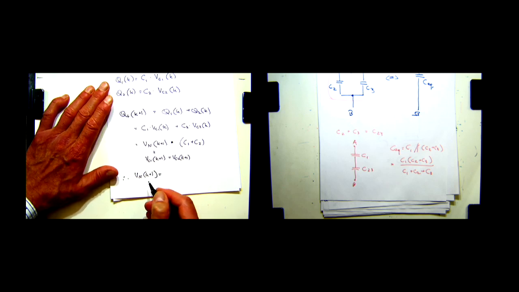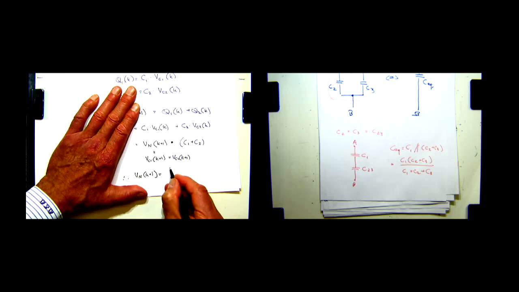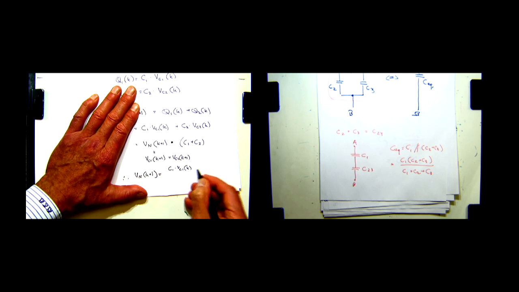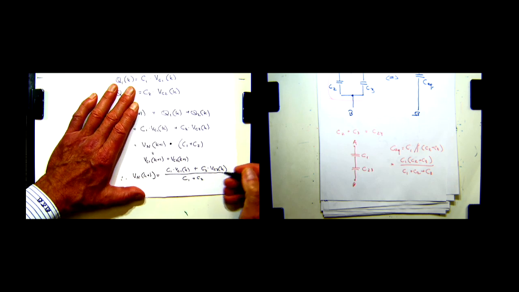Okay, so now what do we want to know? Well, we can solve this for Vn of k plus 1. And that is equal to C1 times Vc1 of k, what we programmed the capacitor 1 to, plus C2 times Vc2 of k, over C1 plus C2. Okay.